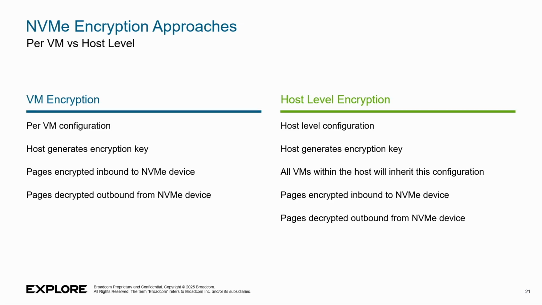The host is going to generate the encryption key. We have a 256-bit encryption key. We use AES-XTS, and the key is generated, in the case of VM encryption, when the VM is powered on. As long as it lives on that host, that key remains. The only time we regenerate the key is when we do, for example, a vMotion to another host.